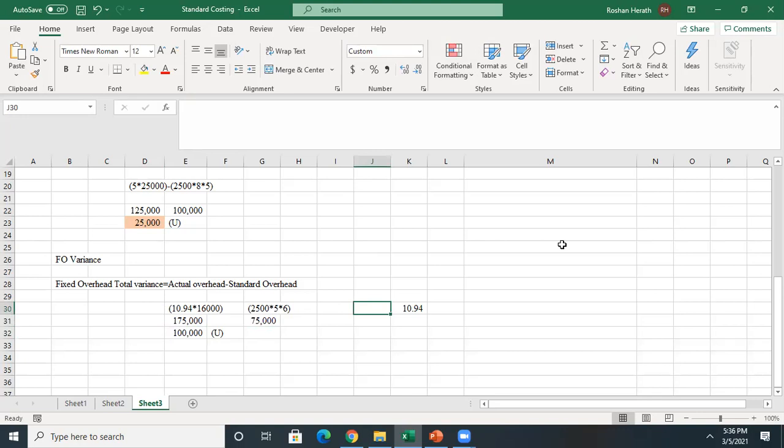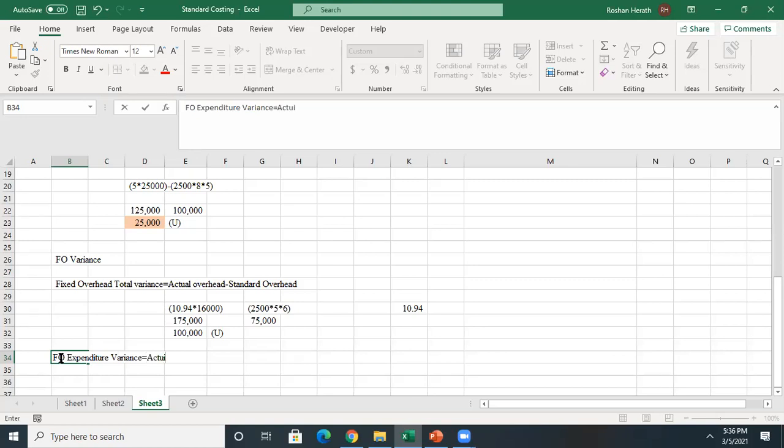There's a question. Is it budgeted fixed overhead? No, I think you are asking about the fixed overhead, right? The standard one you have to take. This is about the fixed overhead total variance I'm taking. When you come to the expenditure one, next one, you can see that, right? Fixed overhead expenditure variance. You take the expenditure variance. Yes, it's going to be the actual overhead minus the budgeted overhead. That's it.